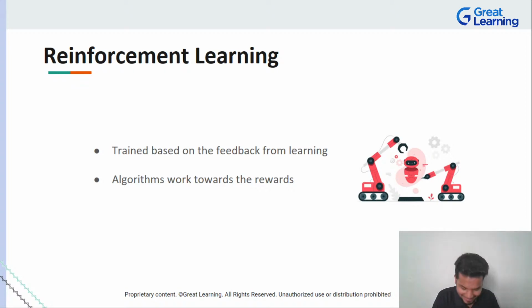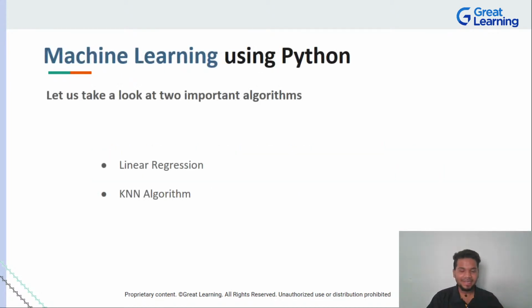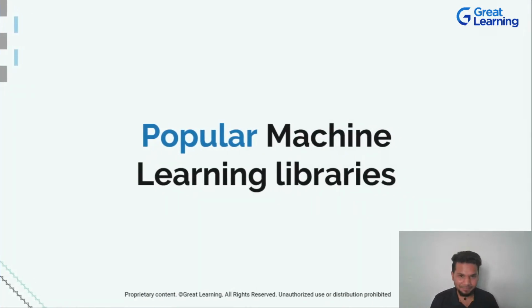Of course, we're still getting started, ladies and gentlemen, because the next part here is when we actually get to look at two important algorithms and to use them practically in the case of Python. We're going to be checking out two fantastic supervised learning algorithms. It is linear regression and KNN algorithm, right? Perfect. But before we go on to do that, I want to talk to you guys about some amazing libraries that we have here. Let us quickly run through this.